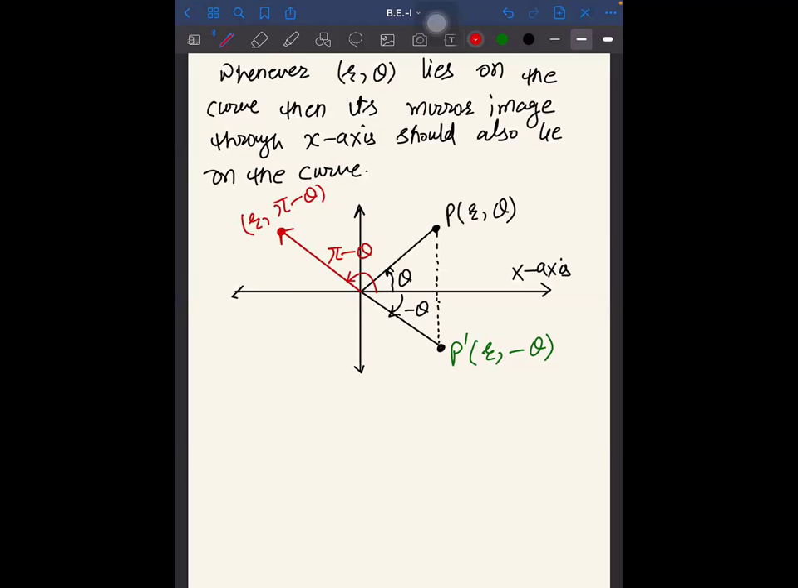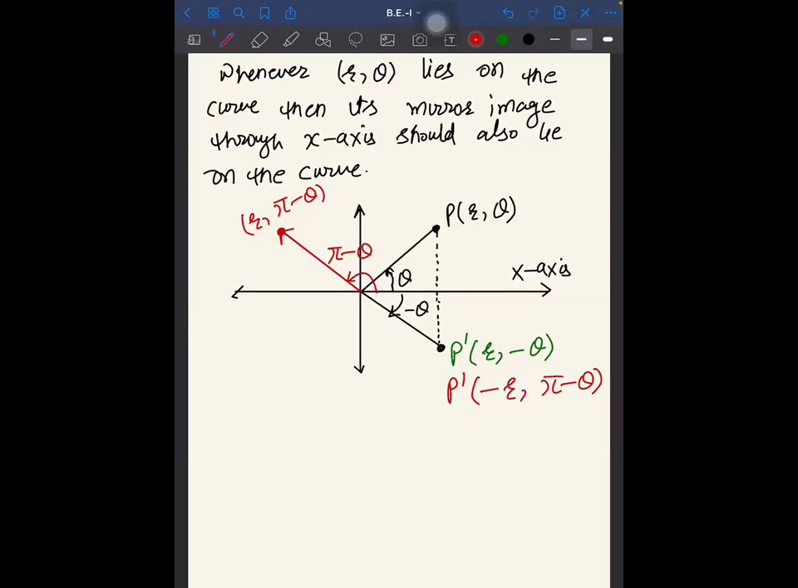Now, let's say we want to move from here to here. So we'll simply flip that point. Let's say we want to reach P dash. What we do is take a flip of that. And that flip would be what? So P dash can be written as minus r, pi minus theta. Yes, you're with me?